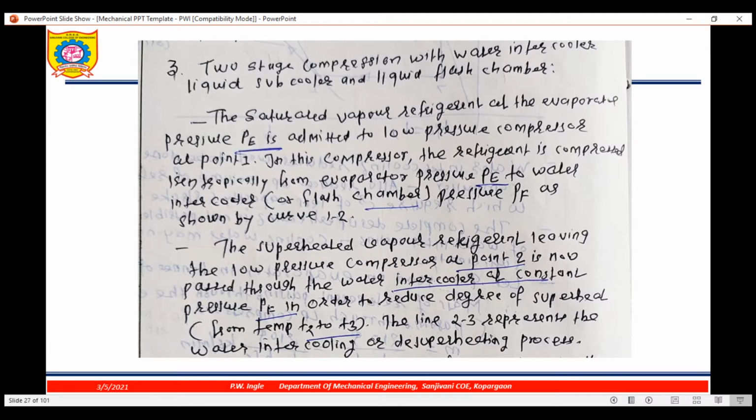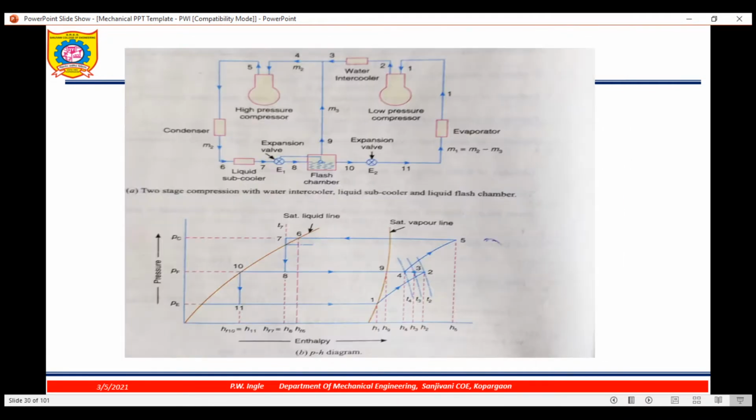Today we'll discuss case number 3. Case number 3 is two-stage compression with water intercooler, liquid subcooler and liquid flash chamber. The first case was two-stage compression with water intercooler. The second case was two-stage compression with liquid subcooler. And this third one is two-stage compression with water intercooler, liquid subcooler and liquid flash chamber. We'll see the diagram.